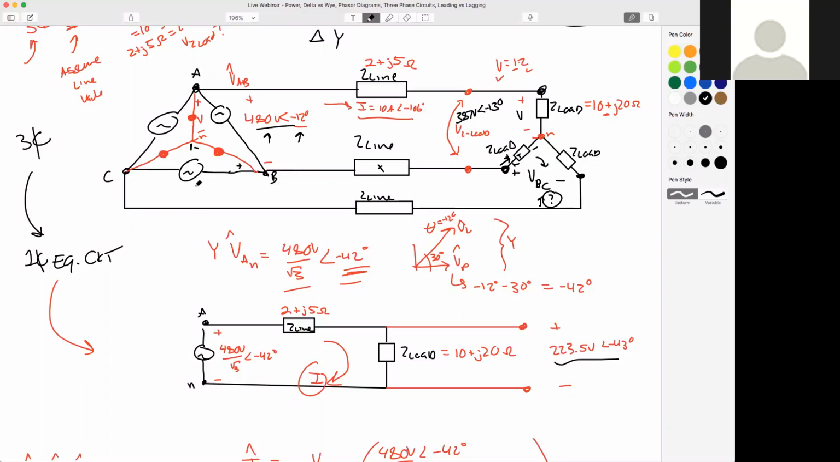How about, what would my V B to C be? We'll start with that. What would my magnitude be and what would my angle be, based off what we already know? Who can help me? For a positive ABC balanced system, what would this angle be? So we know our VAB, our A line voltage, is 480 volts at an angle of negative 12 degrees.